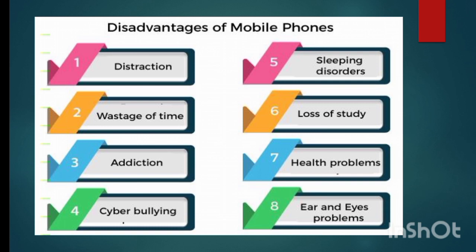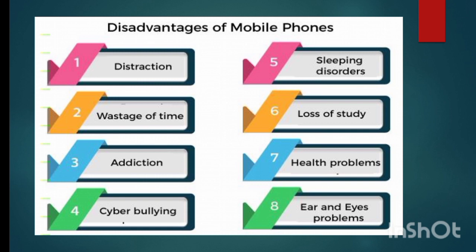Disadvantages of mobile phones. Number one is distraction. When you are using a mobile phone, it distracts you from the whole world. Wastage of time and addiction. Addiction to anything is bad, and addiction to mobile phones is bad because you waste all of your time using mobile phones and you lose interest in everything.